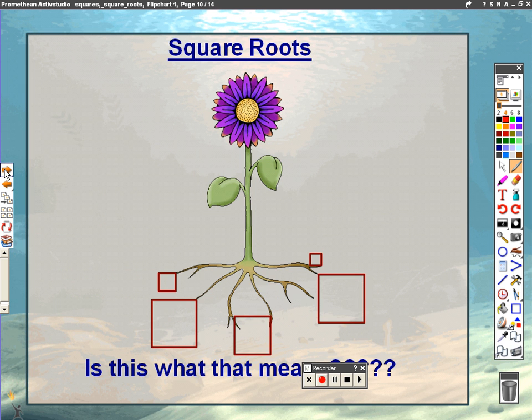Square roots. What does this mean? Square roots is kind of like the opposite of squaring. The opposite of adding is subtracting. The opposite of multiplying is dividing. Well, the opposite of squaring is square rooting.